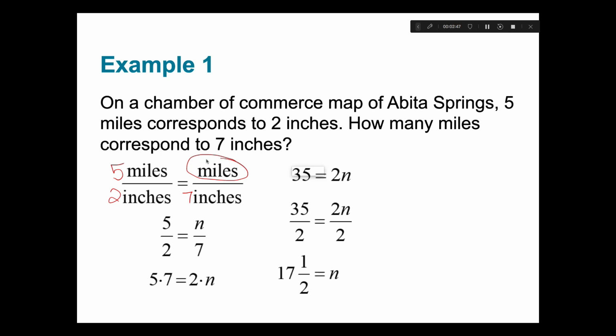Okay. So you should have some of this written on your notes. So you always start with that initial proportion. Figure out what you're setting up.